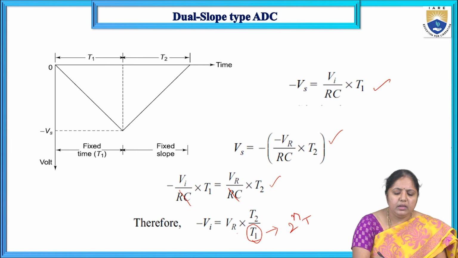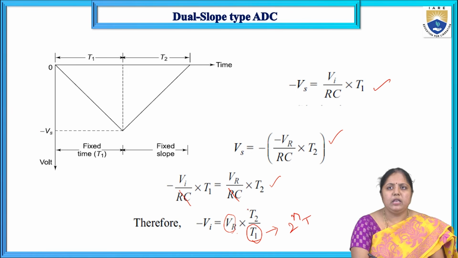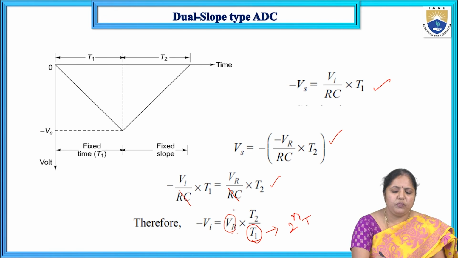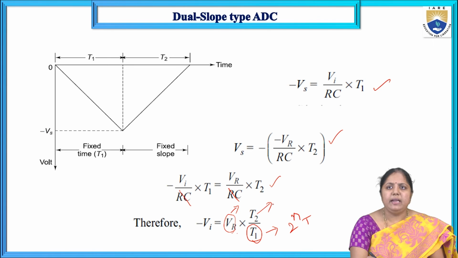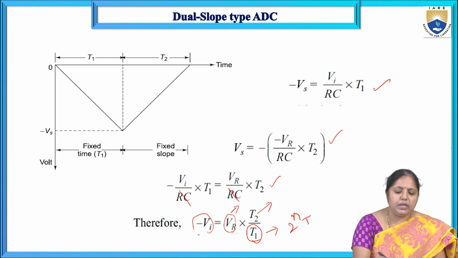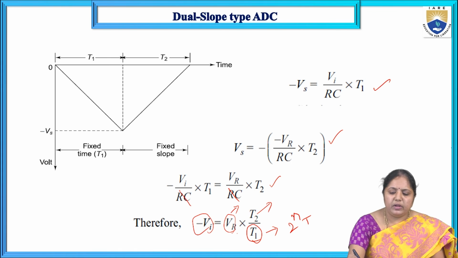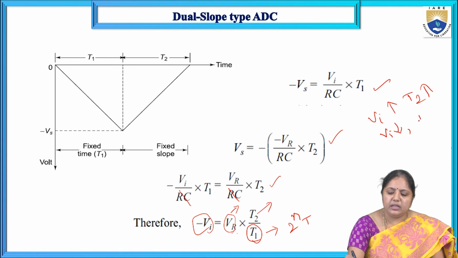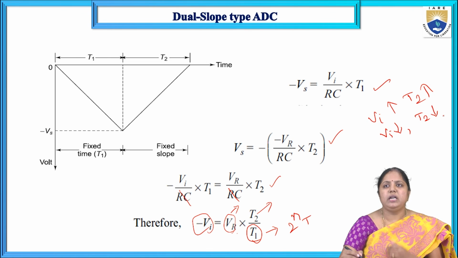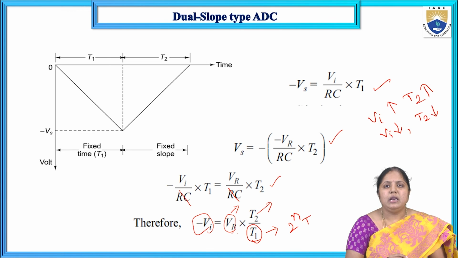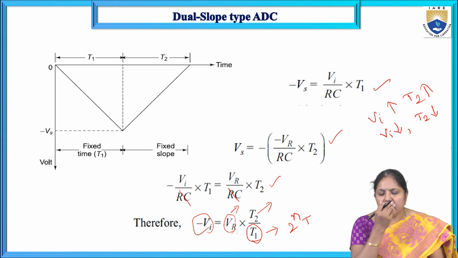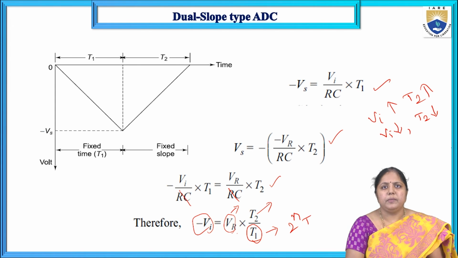Right? So here, the reference voltage value is also a fixed value. Whatever the time T2 is, it depends on the analog input voltage value. If the analog input voltage increases, the time period also increases. If the analog input voltage is less, then the time period is also less, meaning the equivalent binary value becomes a lesser value. Okay, so I think it's understood up to here.